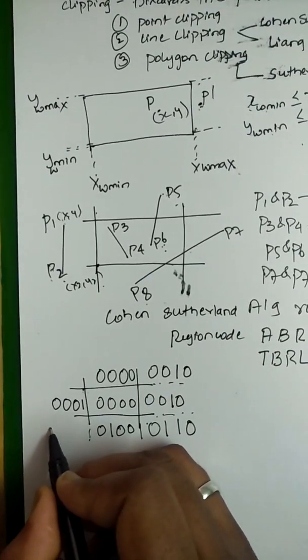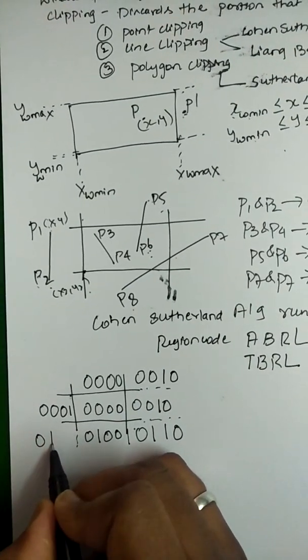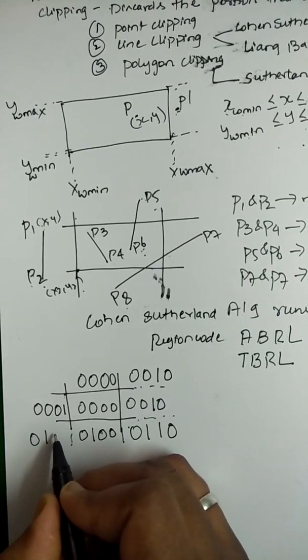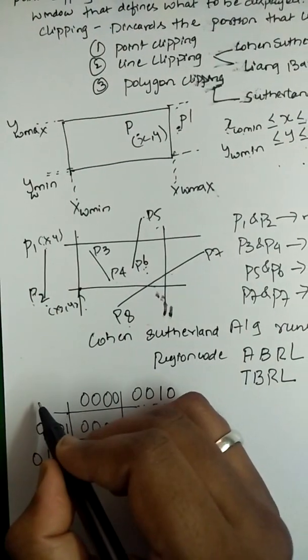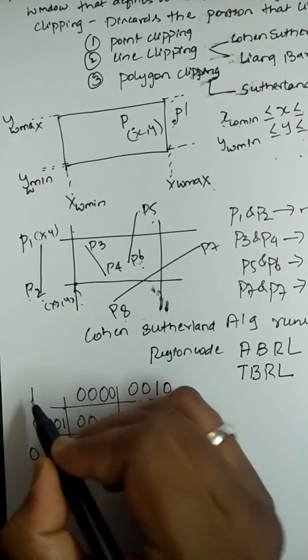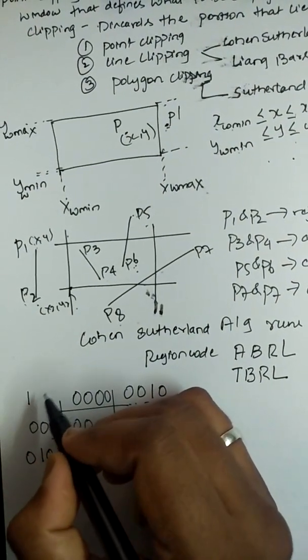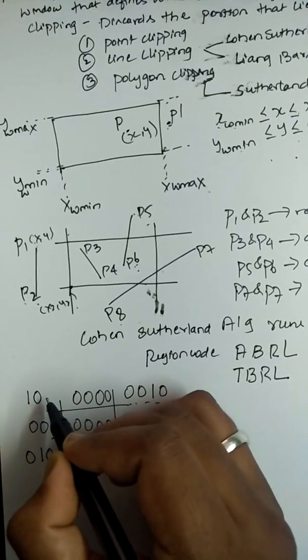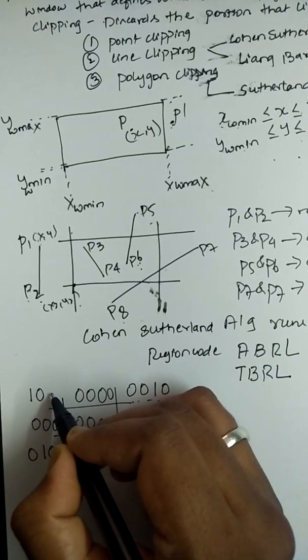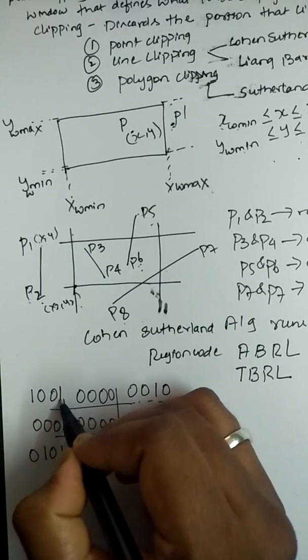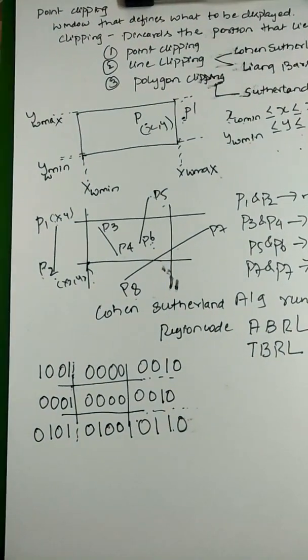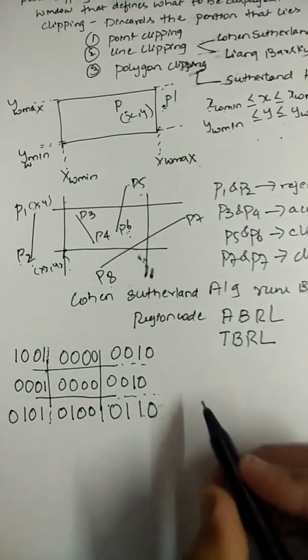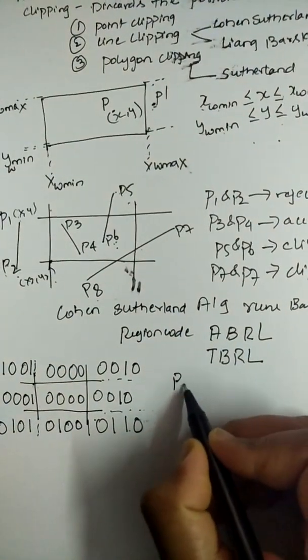So this is not above, this is below, and this is not right. This is the left region. And how about this? This is above. This is not below. This is not towards the right side. This is the left region. So taking these codes, let's say for point P1.